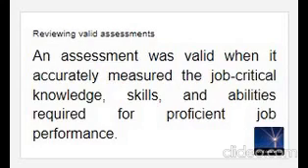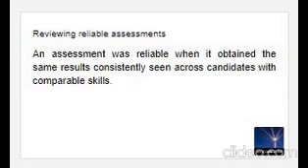When reviewing assessments, the assessor is checking that the assessment is valid. That means the assessor must review the assessment and determine if it accurately measures the job-critical knowledge, skills, and abilities required for proficient job performance. Assessment is the process of collecting evidence and making judgments on whether competency has been achieved. The purpose of assessment is to confirm that an individual can perform to the standard expected in the workplace as expressed in the relevant industry competency standards.